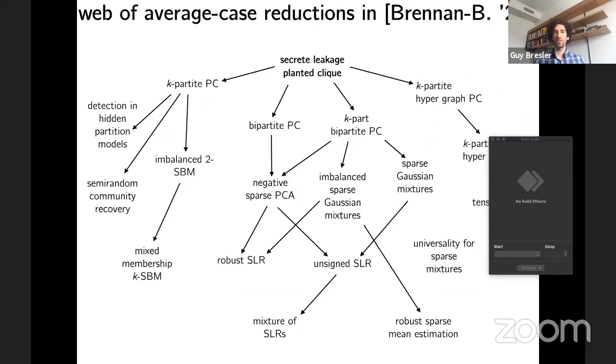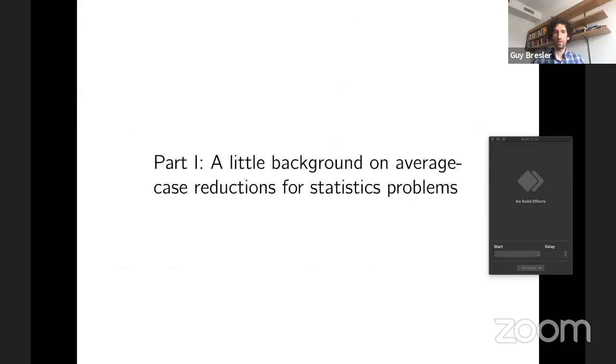In particular, we're going to illuminate a small piece of this web of reductions, this diagram, which is what's carried out in the paper that I linked to in the beginning. And here at the root is secret leakage planted clique, the generalization of planted clique that we use to connect all of these problems one to another. All right. So like I said, we're going to start with a little background on average case reductions, and then we'll go into the techniques and some of the results in a little while.